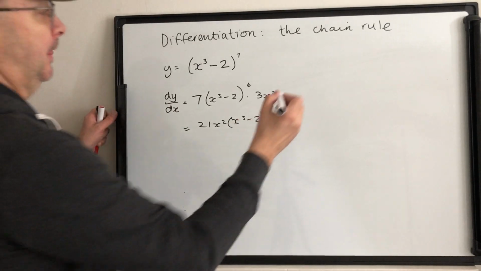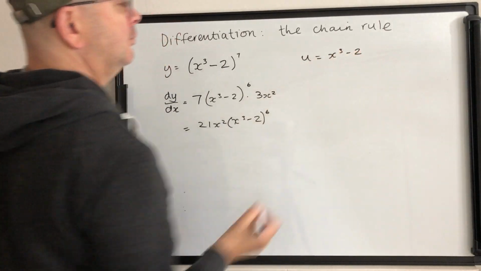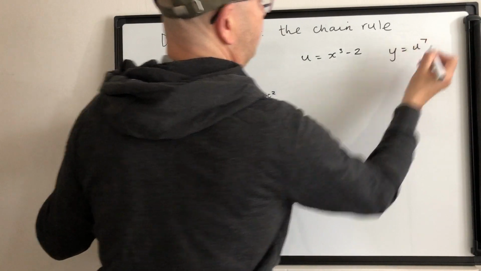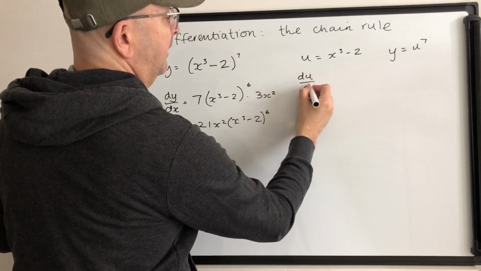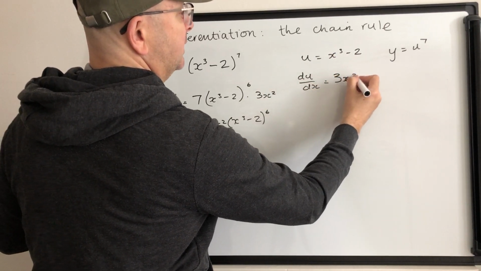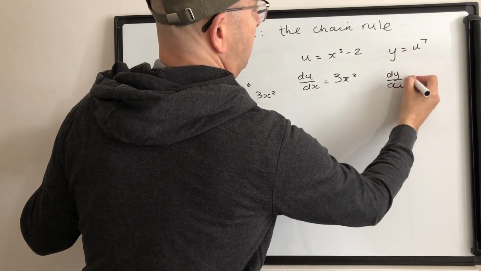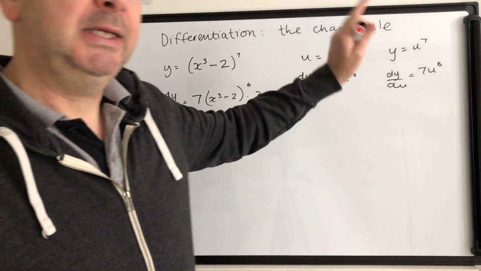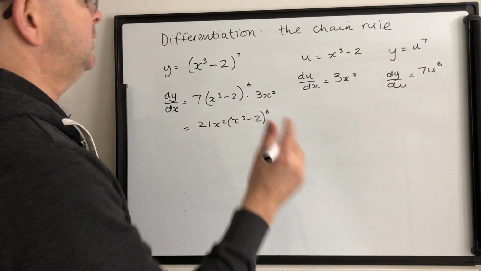Right, now the long way. So u equals the middle of it, so y will be u⁷. Differentiate both of them, making sure you've got letters right. You've got u there and x there, so it's du/dx, 3x². A y there and a u there, dy/du will be 7u⁶. And do say "u to the 6" in your head. Don't say "u6".